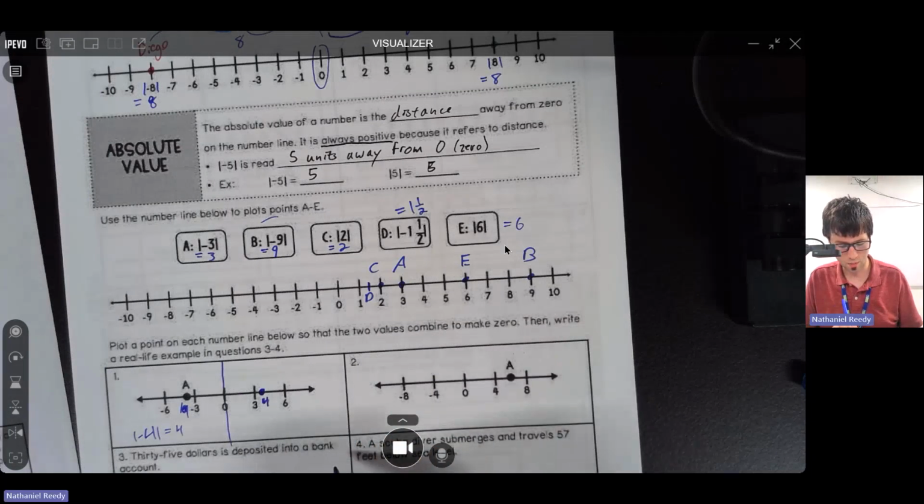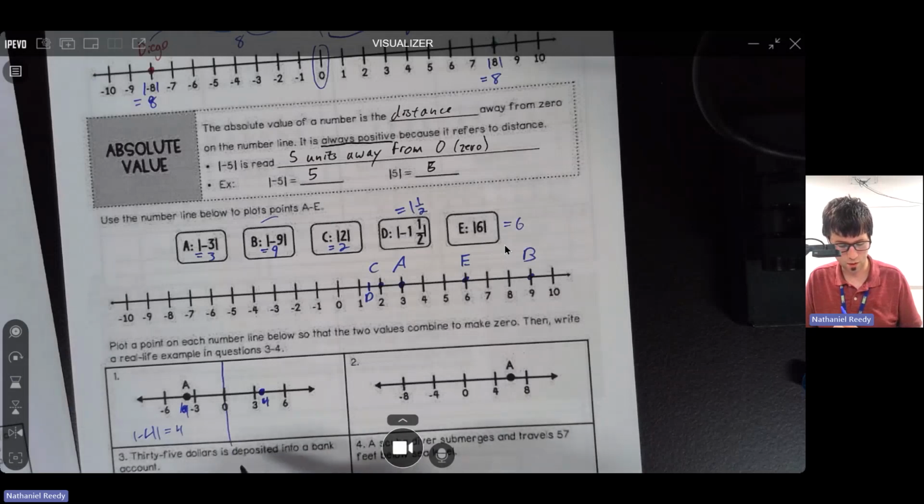$35 is deposited into a bank account. Write a real life question. Number 4. So I think I'm not looking at the instructions. I apologize. I'm not sure what the instructions are asking us to do.